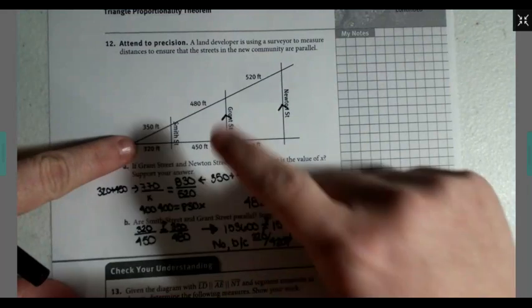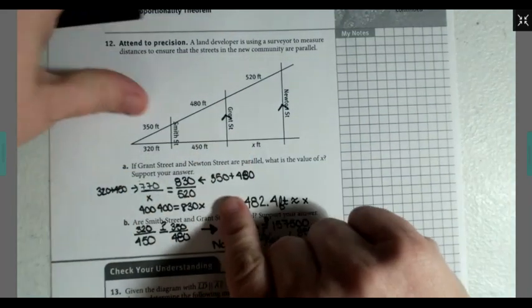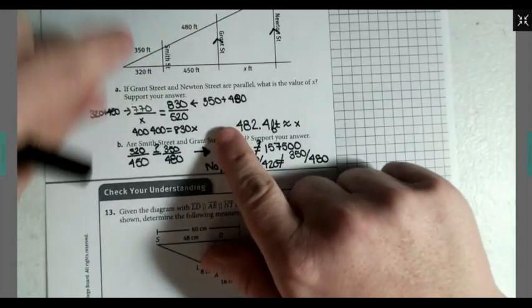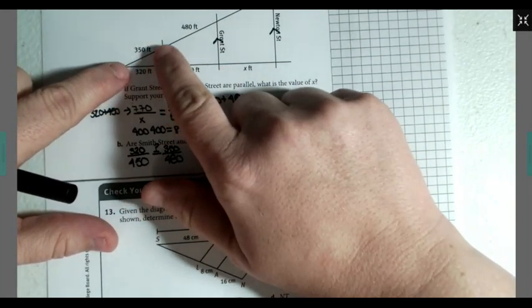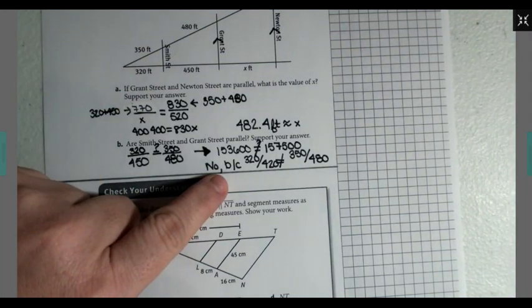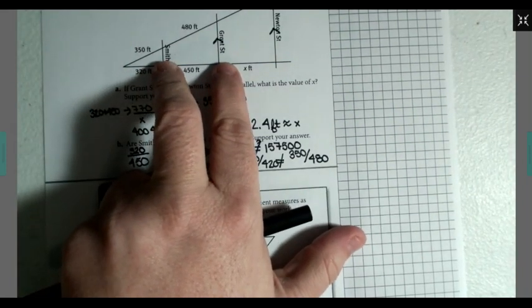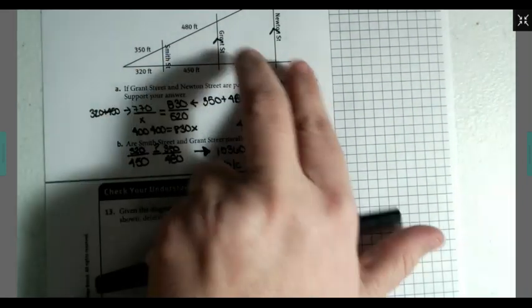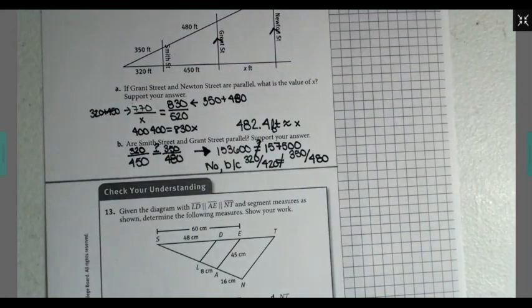In part B, it asked me to prove if Smith is parallel to Grant. And so I said, well, if they are parallel, 320 over 450 should be equal to 350 over 480. That proved out not to be true. So these two lines, even though they look parallel, are not parallel, but they are telling us that Grant and Newton are parallel. On to your wrap up of this lesson.